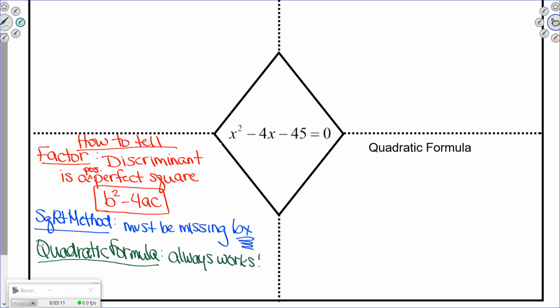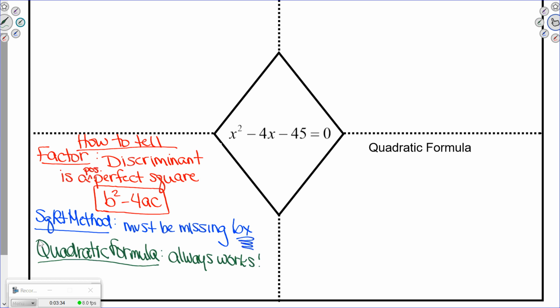Now, let me reiterate, it always works on a quadratic equation, as long as it's an x squared equation, which is all this chapter is. Next chapter, we're going to deal with x cubed, x to the fourth, x to the fifth, x to the sixth. But you can't use the quadratic formula unless it's quadratic, x squared. Everything in this chapter, it will. So that will always work.